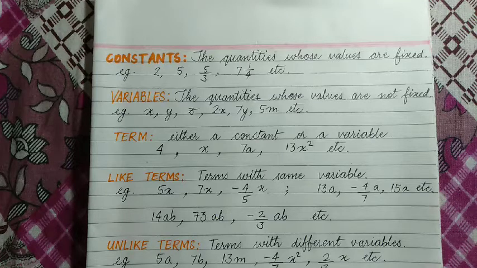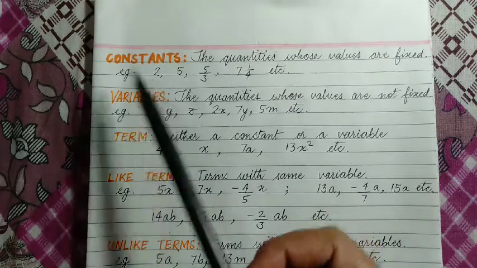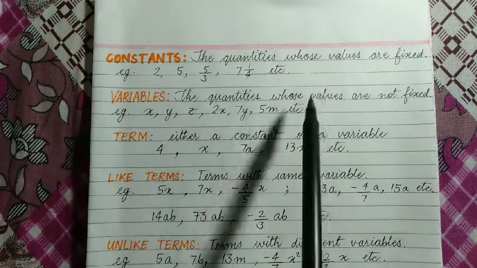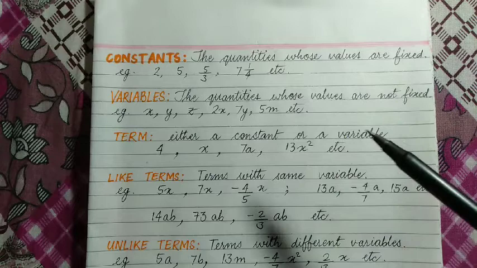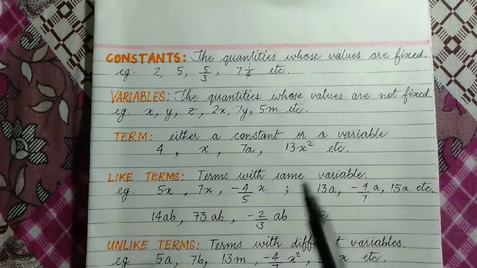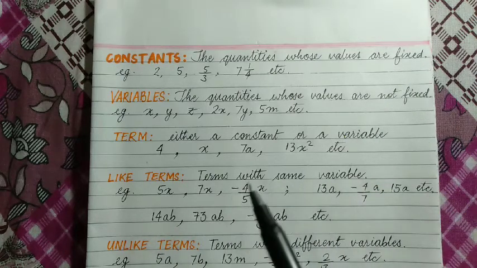In the chapter Fundamental Concepts of Algebra, we first need to understand what are the basic terms that we are going to use in our chapter. So the first thing is constants. These constants are the quantities whose values are fixed. Okay, fixed means their values will not change with any situation or any condition.